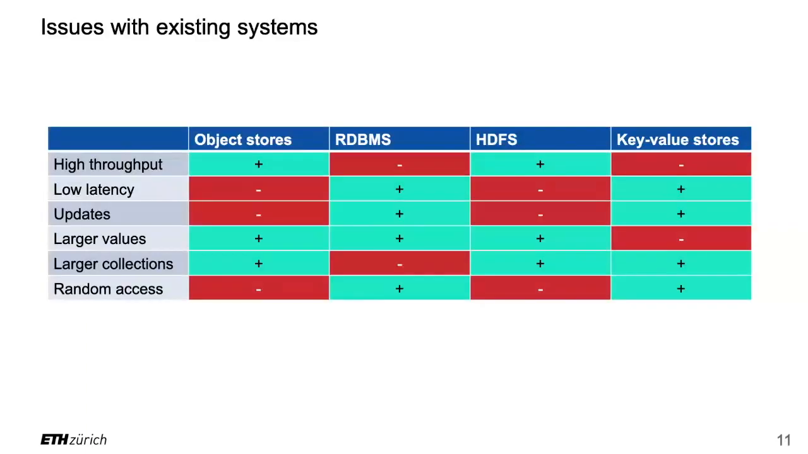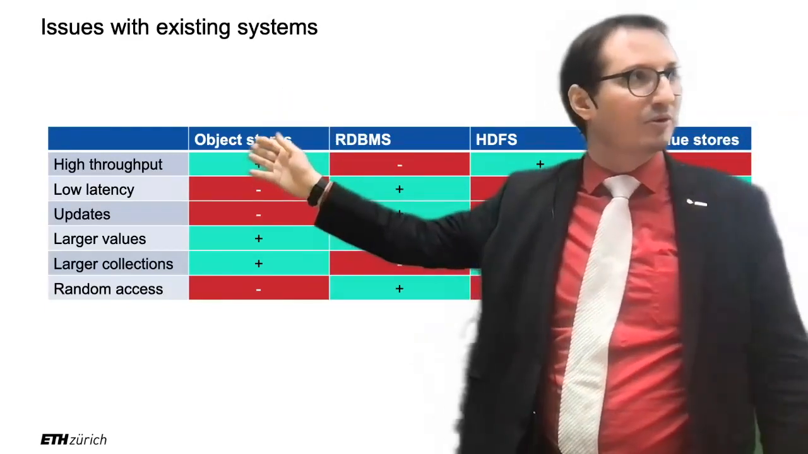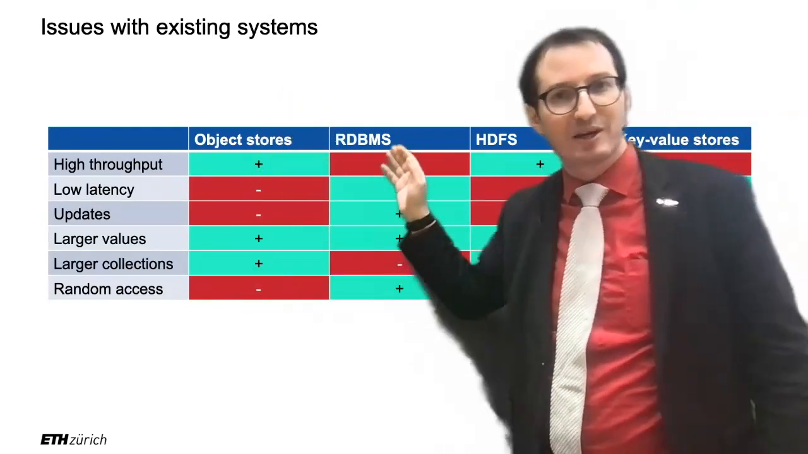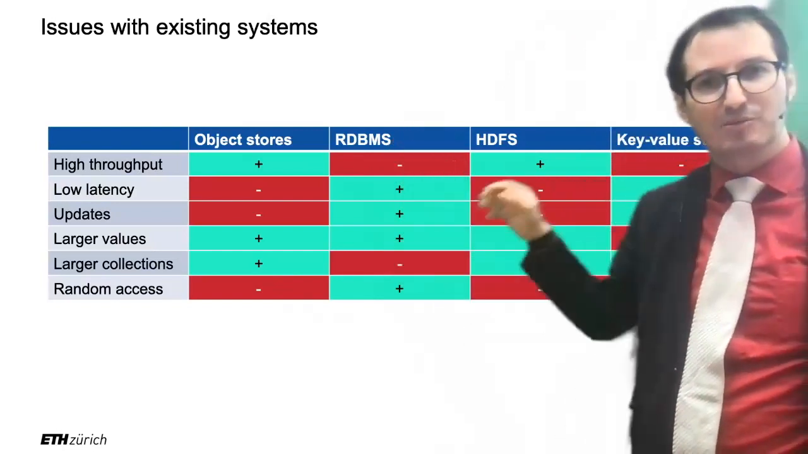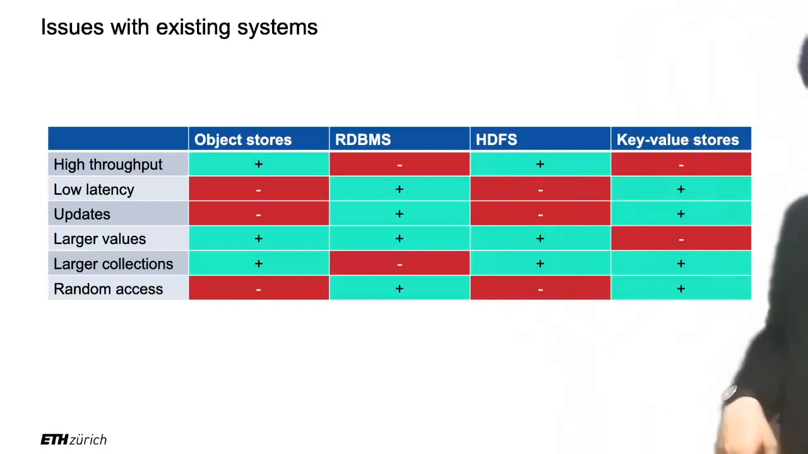All right, now, why don't we use existing systems? I tried to put together a compilation of pros and cons of what we've seen so far. We have the object stores, for example S3 and Azure Blob Storage. We have the good old relational database management systems. We have HDFS in itself, a file system. We have key value stores.